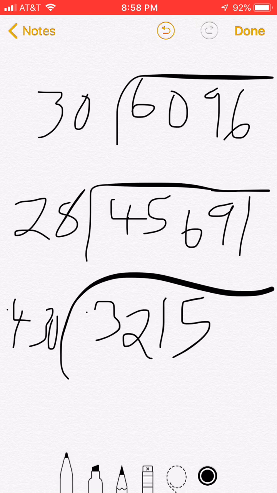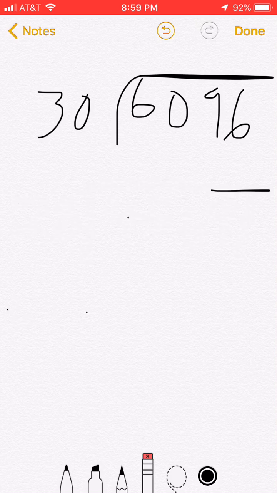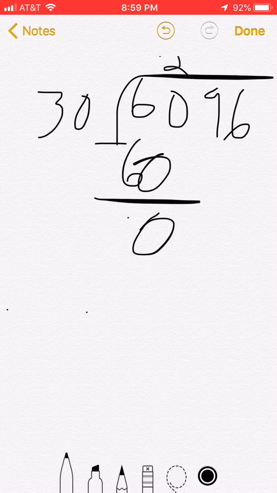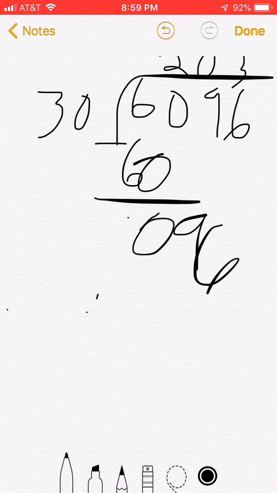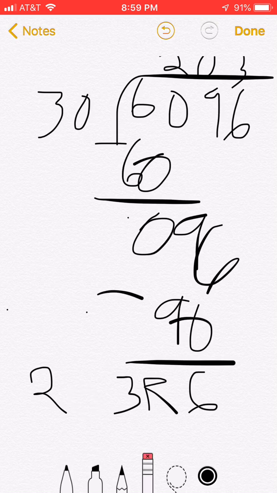And I'm waiting. Okay, and hopefully you have solved them because now I'm going to solve them for you in front of the camera. So 3 goes into 60 exactly 2 times, making 0. 3 goes into 9 0 times, but 3 goes into 96 3 times, minus 90 to get 6. So the answer is 203 R 6.